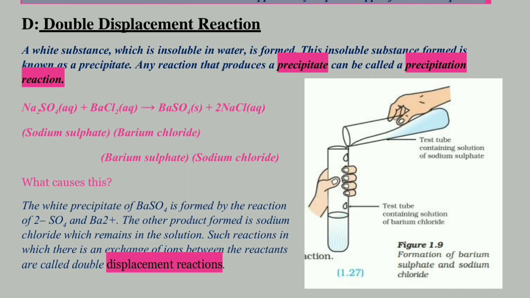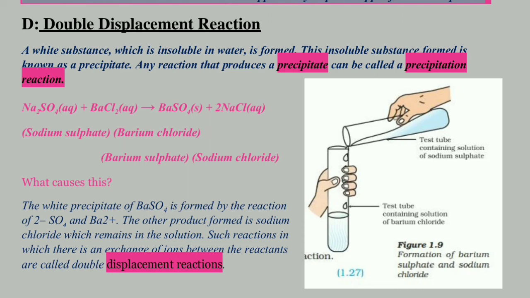So sodium sulfate and barium chloride react with each other and give barium sulfate and sodium chloride. What causes this? The white precipitate of BaSO4 is formed by the reaction of SO4 2- and Ba2+. The other product formed is sodium chloride, which remains in the solution. Such a reaction in which there is an exchange of ions between the reactants is called a double displacement reaction.